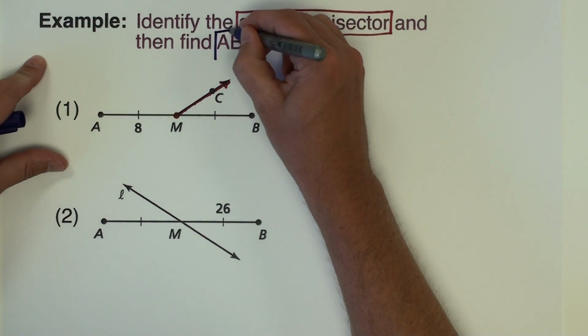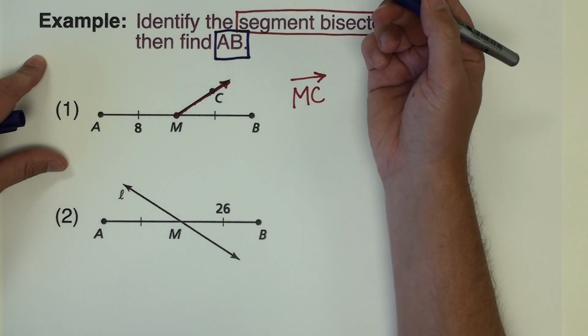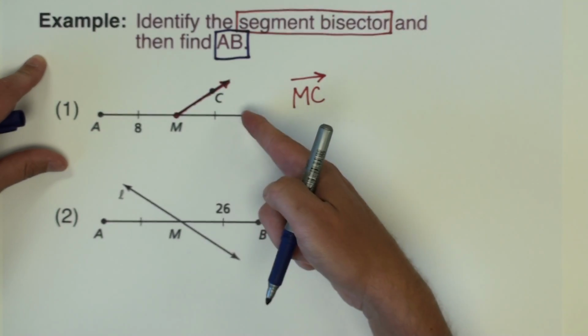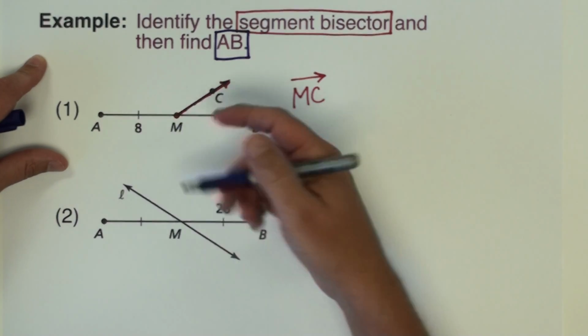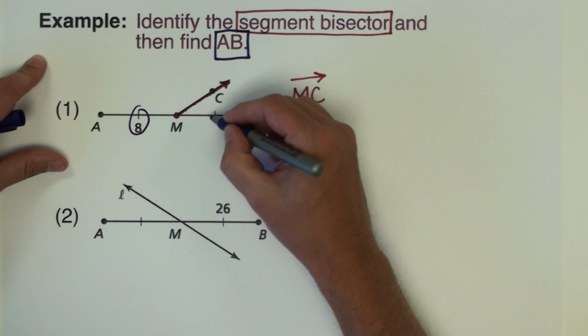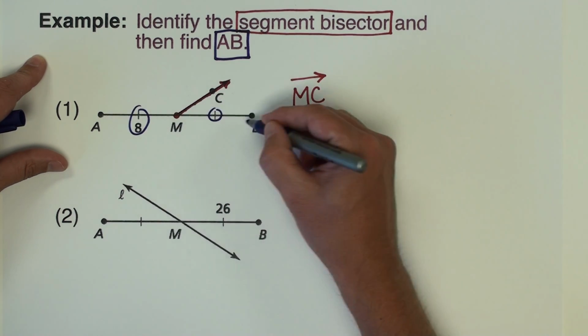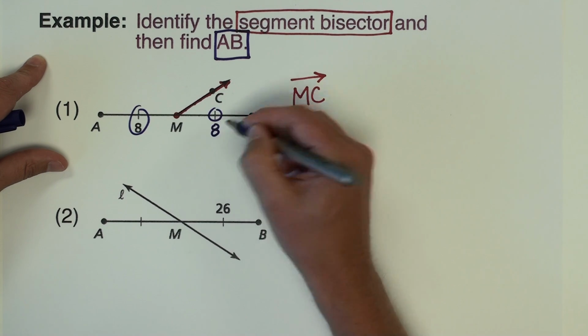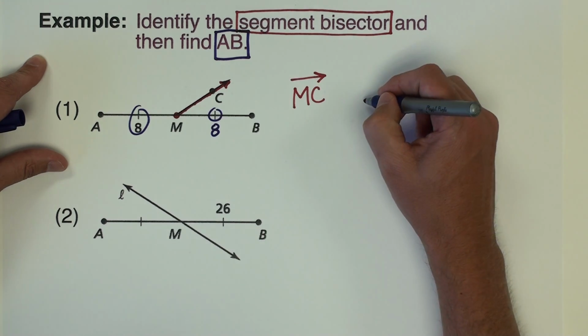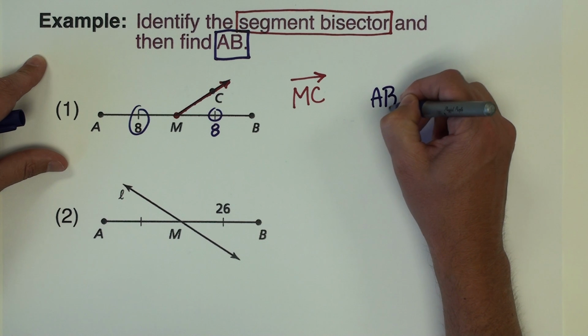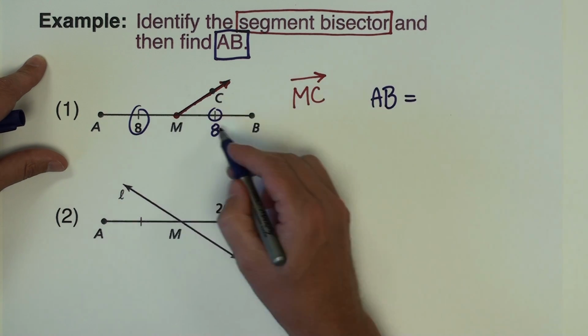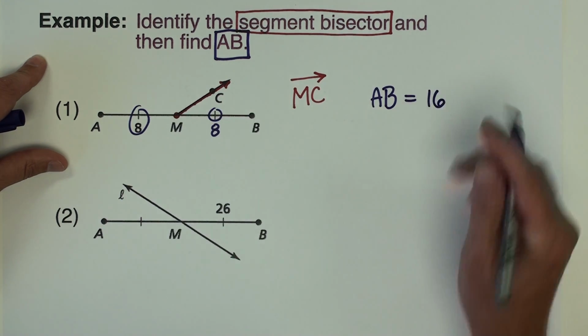Next we want to find AB. And AB, notation wise, that's just the length of AB. How long is it from point A to point B? Well, these tick marks right here tell me that it's the same length from A to M as it is from M to B. So if this is 8, this is 8, therefore AB has to be 8 plus 8, which is 16.